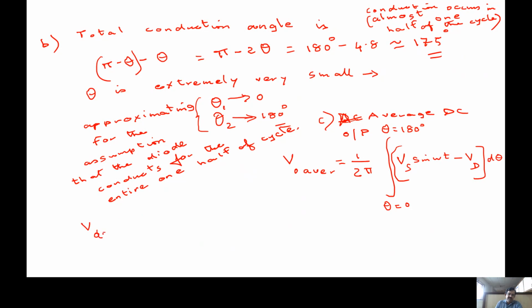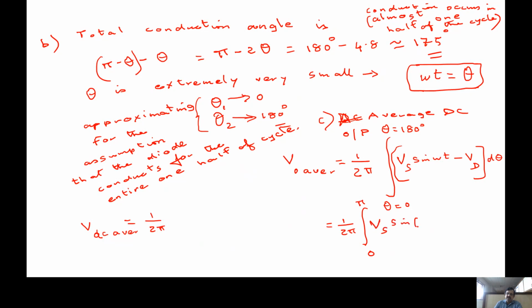So I will write it straight away. V DC average is equivalent to 1 by 2 pi Vs. This omega t is nothing but theta, so it becomes 1 by 2 pi, integral from 0 to pi of Vs sin theta minus Vd d theta. So when I do this time average, I will get V DC average.